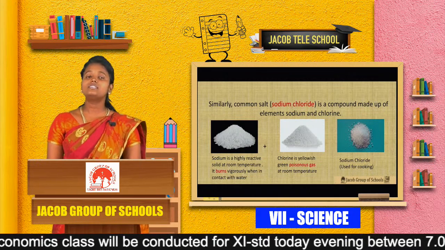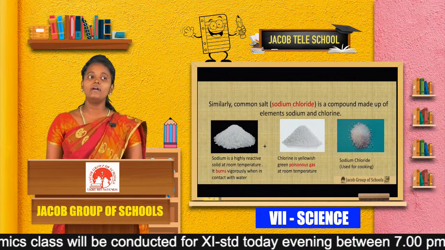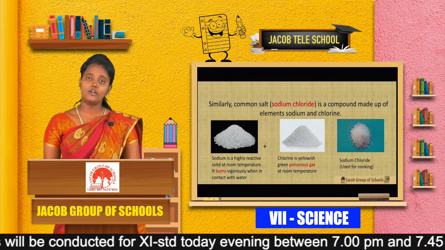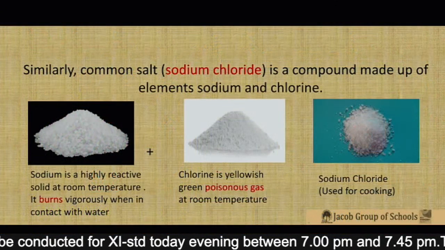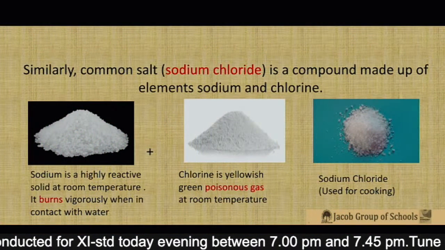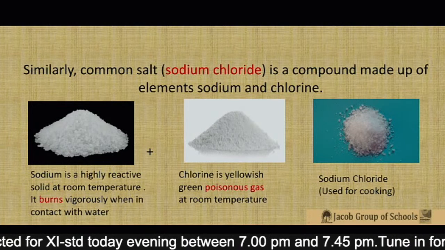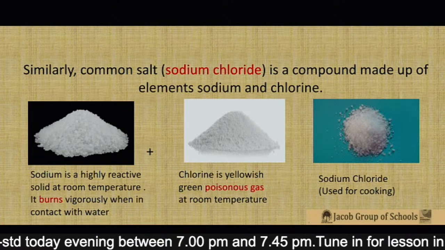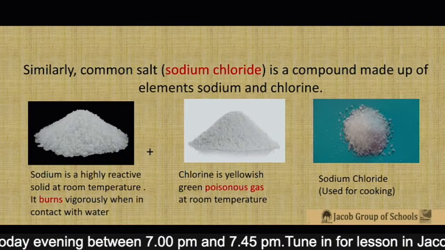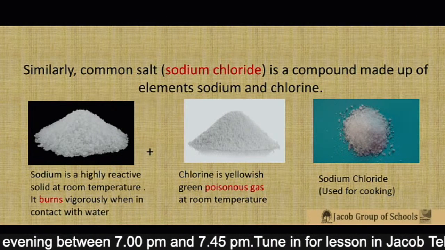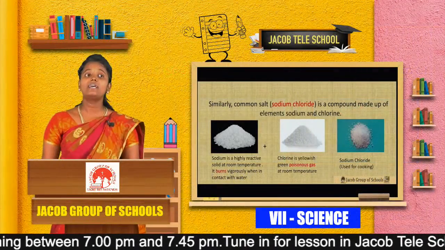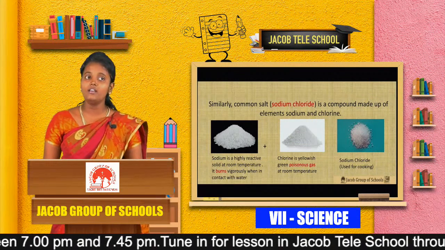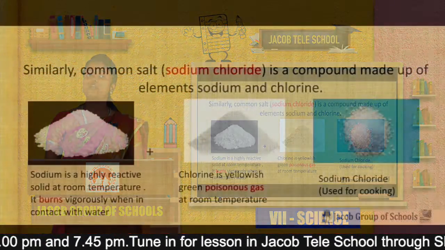Okay, so what is the speciality for sodium? See the picture. Sodium is a highly reactive solid at room temperature. It burns vigorously when in contact with water. Okay, இப்போ ஒரு சோடியம் எடுத்துகிட்டு அதில் கொஞ்சமாக வாட்டரை ஆட் பண்ணும்போது அது பேர்ன் ஆகும். அந்த சோடியமே அப்படியே பொங்கி பேர்ன் ஆகும். ஓகேவா, த சேம் டைம் நெக்ஸ்ட் ஒன் இஸ் குளோரின். Chlorine is a yellowish green poisonous gas at room temperature.